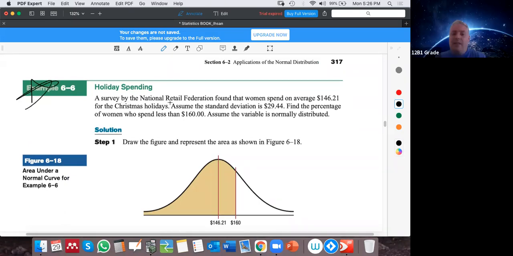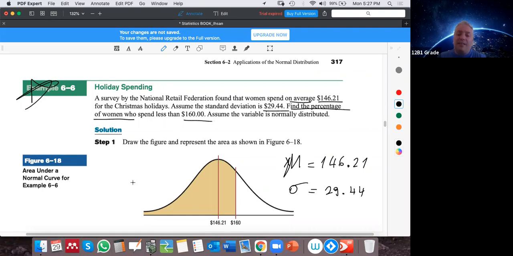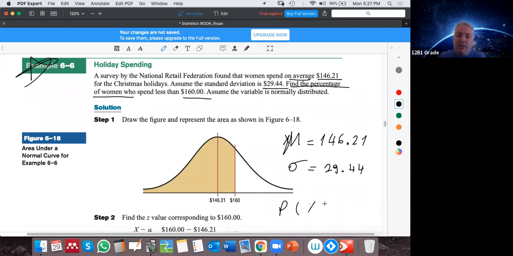A survey by the National Retail Federation found that women spend on average this price. So the average is, let's say, 146.21. Since it says the average, it means mean, okay? Assume the standard deviation is 29.44. Find the percentage of the women who spent less than this. So the question is the probability that X is less than 160. Assume that the variable is normally distributed.